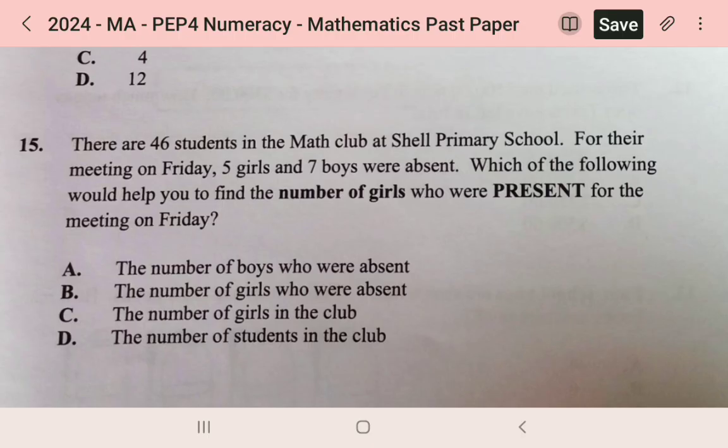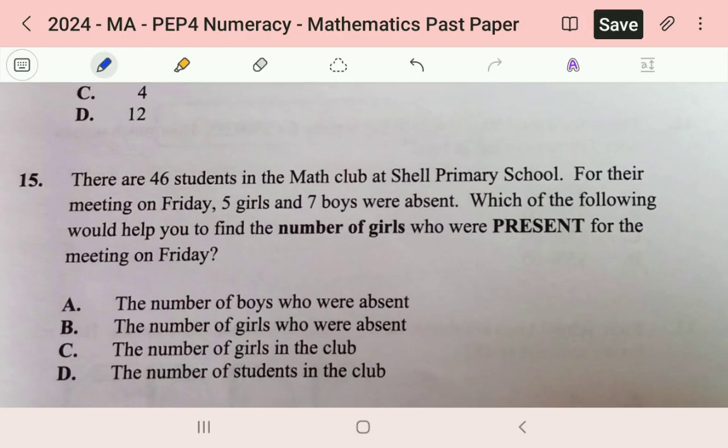There are 46 students in the... So to do that, if you want to know how many girls were present for the meeting, we would need to know how many girls are in the club. We already know how many were absent. So if 5 were absent and there were 10, then we'd know another 5 was present. If there are 20 girls in the club, we'd know another 15 would have been present. So what we need to know is how many girls are in the club to know how many of them were present, since 5 were absent.